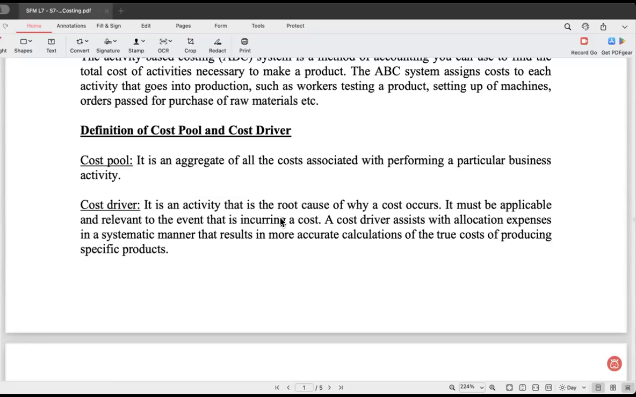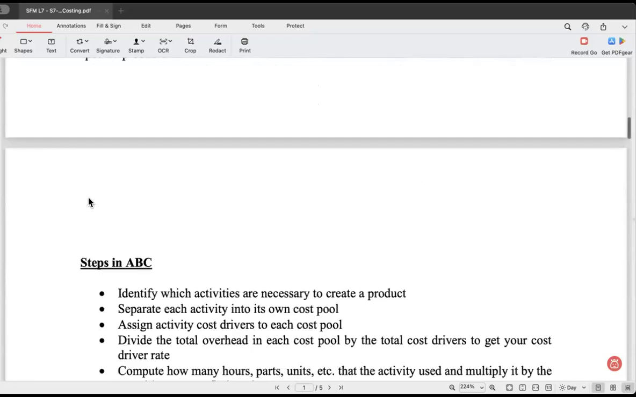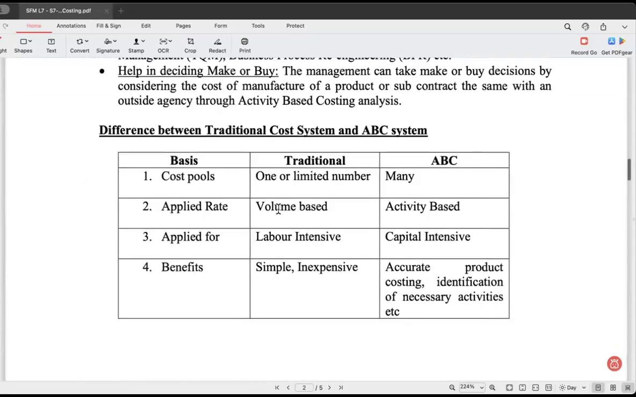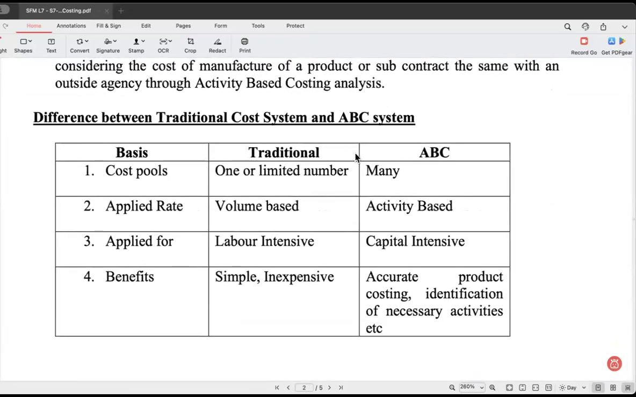Okay. So traditional costing, as I said before, they use only one factor. There is a differentiation here. So cost pools or cost drivers: traditional, one; ABC, they use multiple. The applied rate here is volume based, and here it is activity based. Again, traditional is labor intensive, and ABC is capital intensive. And when it comes to traditional, remember, it is simple and inexpensive, but compared to ABC, it is not accurate. The ABC system provides a more accurate picture in product costing compared to the traditional costing system.